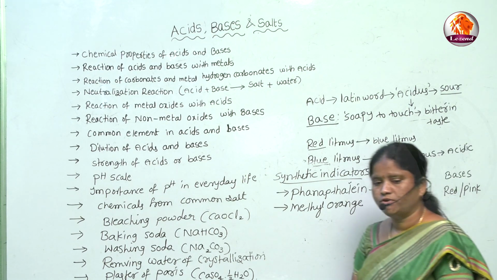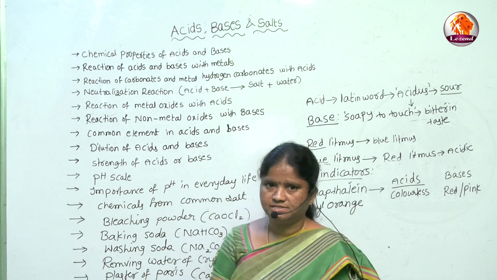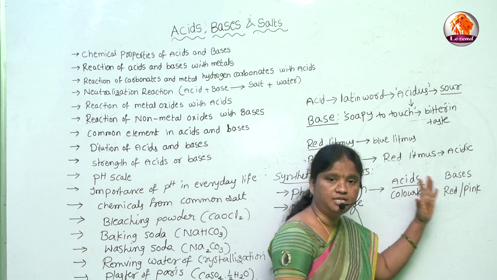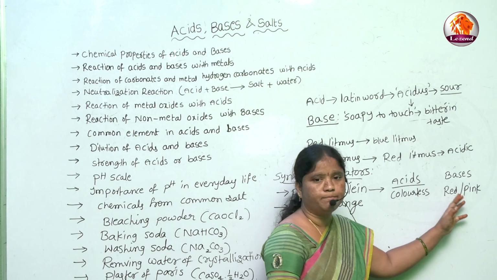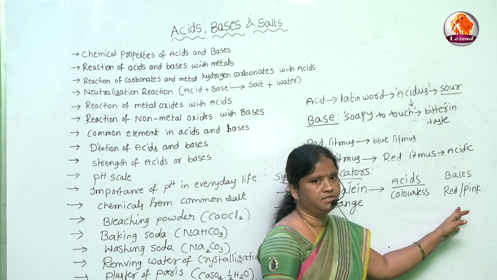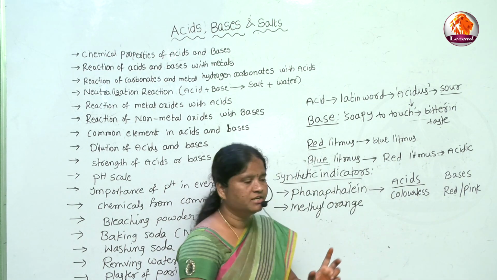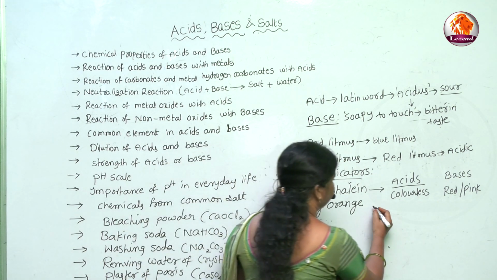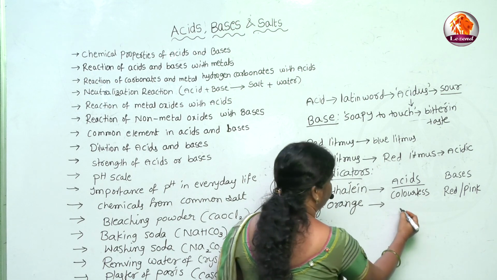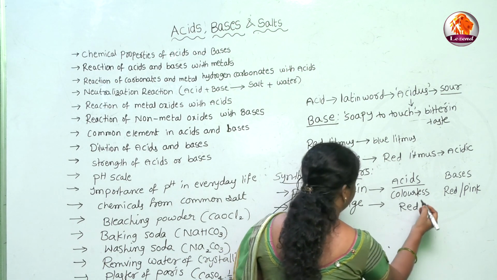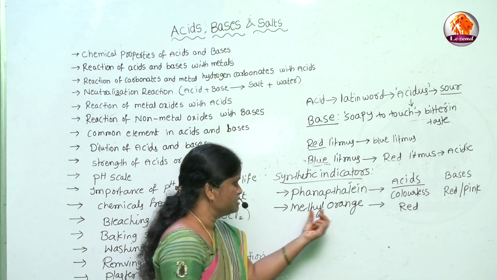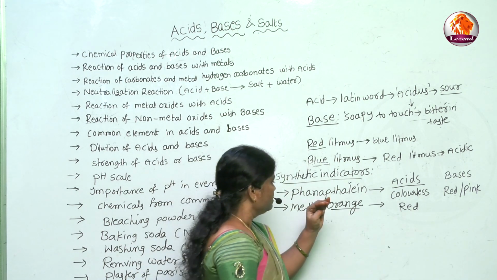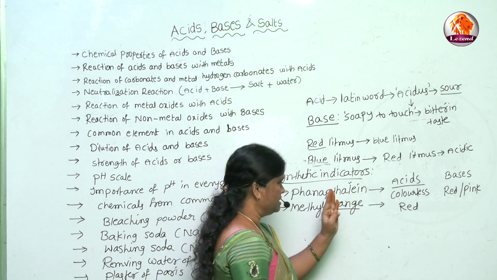With acids, the phenolphthalein indicator remains colorless. But in the presence of a basic solution, the phenolphthalein indicator turns the solution red or pink. So then we can confirm that the given substance is basic in nature. One more synthetic indicator is methyl orange. The methyl orange indicator itself is orange in color. Phenolphthalein remains colorless with acids.